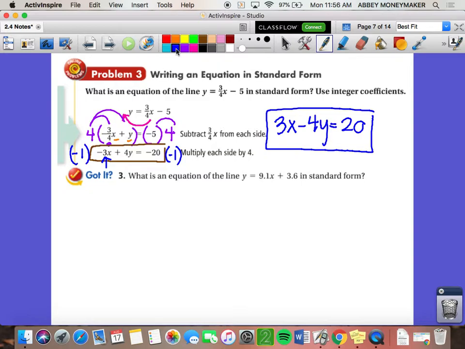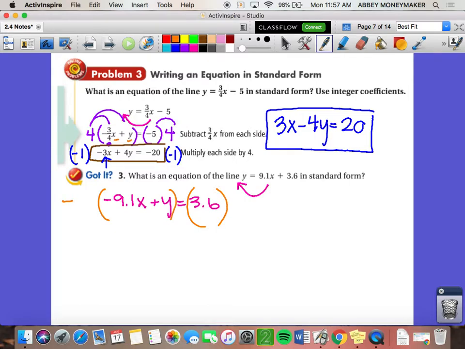Now, on this next one, you notice that you have decimals. Okay? That should not intimidate you, though. All right, so let's tackle this together. What I'm going to do first is get that x value to the other side. So I have negative 9.1x plus y is equal to 3.6. Now, we can kind of, for lack of a better expression, kill 2 birds with 1 stone here. I notice that that a value is negative, so I can multiply all the sides by something negative.